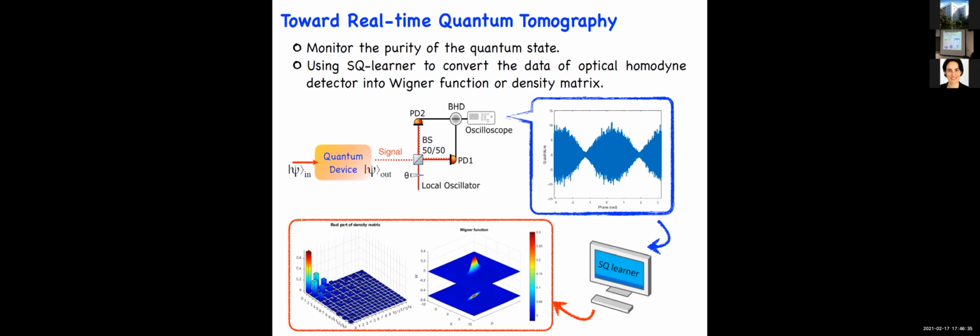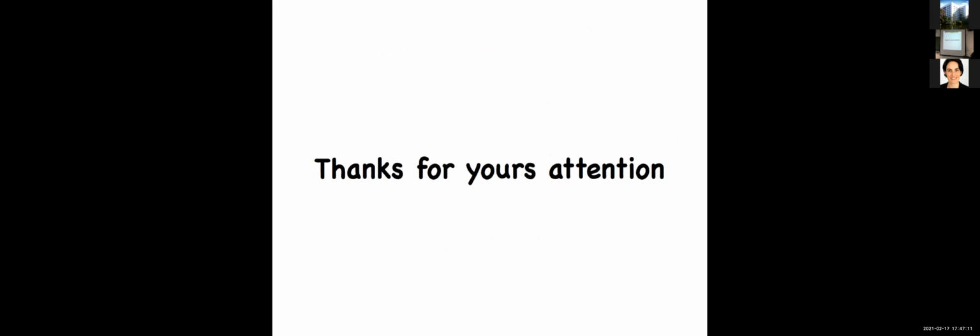So there is a technique that has great potential in quantum state tomography. You can use the data to convert to the Wigner function of its density matrix like this. In the future, we want this technique to be able to monitor the purity of this quantum state toward real-time quantum tomography. I think that's all. Thanks for your attention.